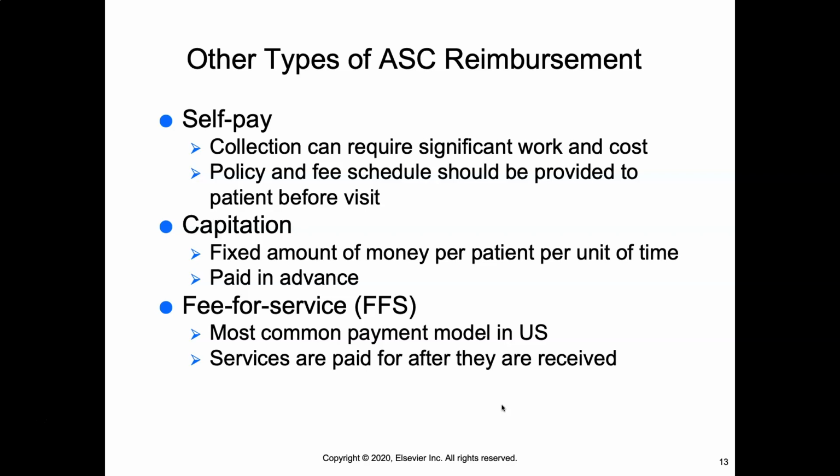There are other types of ASC reimbursement. Some patients are self-pay. So one of the challenges is collection can require significant work and cost, and the policy and fee schedule needs to be provided to patients before their visit. Capitation is another type of ASC reimbursement. That's a fixed amount of money per patient per unit of time and paid in advance.